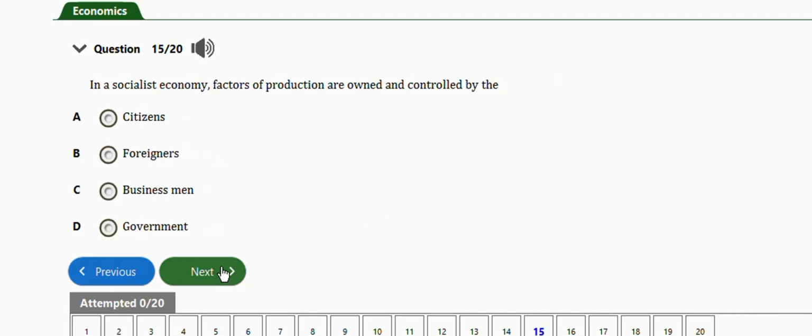It says in a socialist economy, factors of production are owned and controlled by the, so this is very, very simple, government. Option D, that's the right answer. Next question is this one.